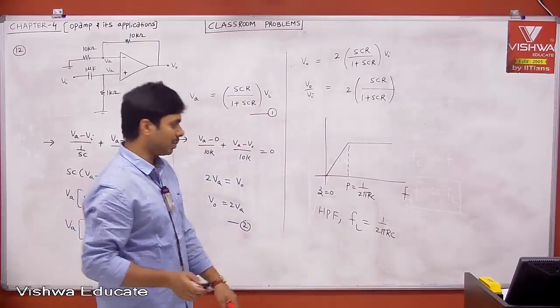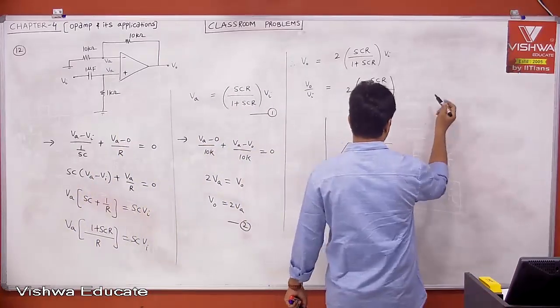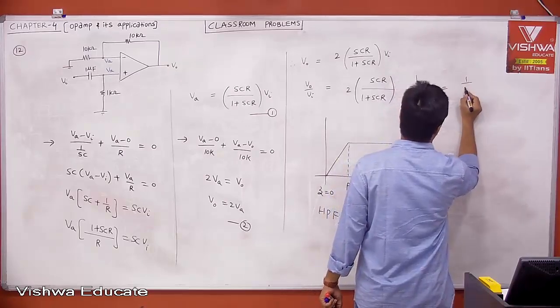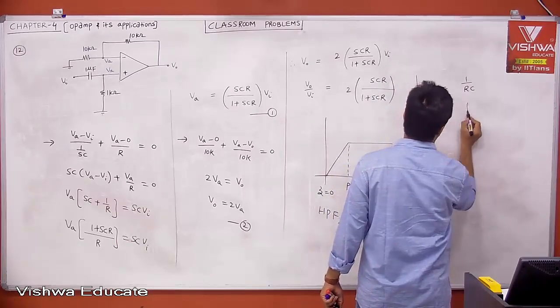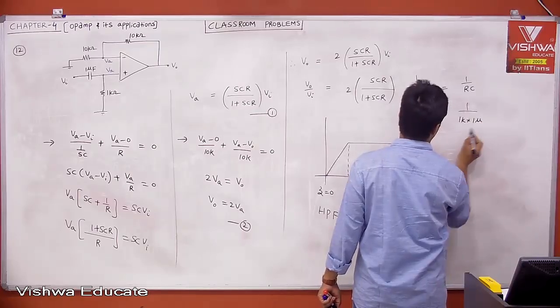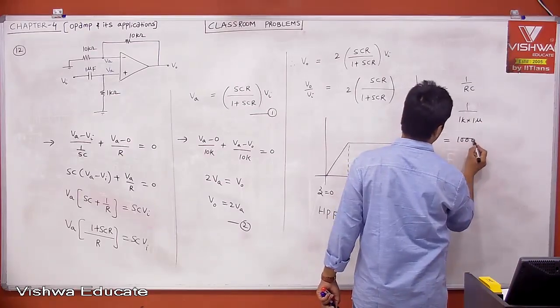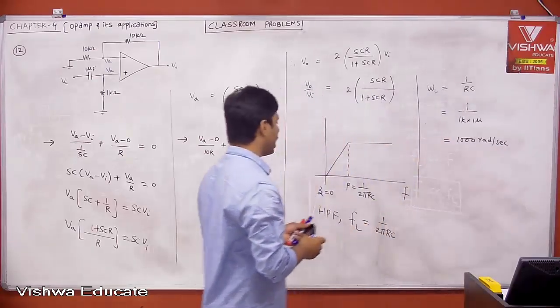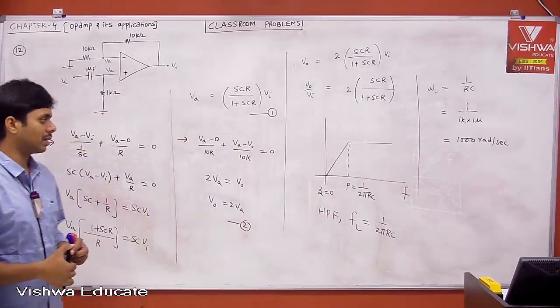But if it is asking in radians per second, then omega L, the lower cutoff frequency, is equal to 1 by R into C. What is R? 1K. What is C? 1 micro, which is nothing but 1000 radians per second. What is the answer? High pass filter and 1000 radians per second.